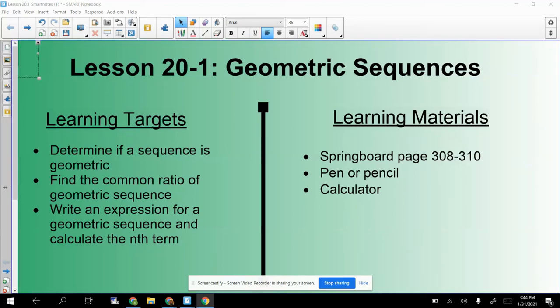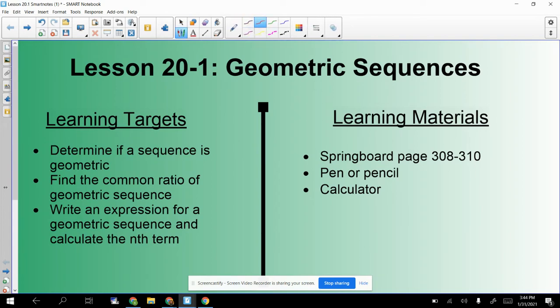Hi guys, welcome to lesson 21, which is about 21-1, which is about geometric sequences. This is going to be in your Springboard book from pages 308 to 310. You'll want a pen or a pencil and your calculator.